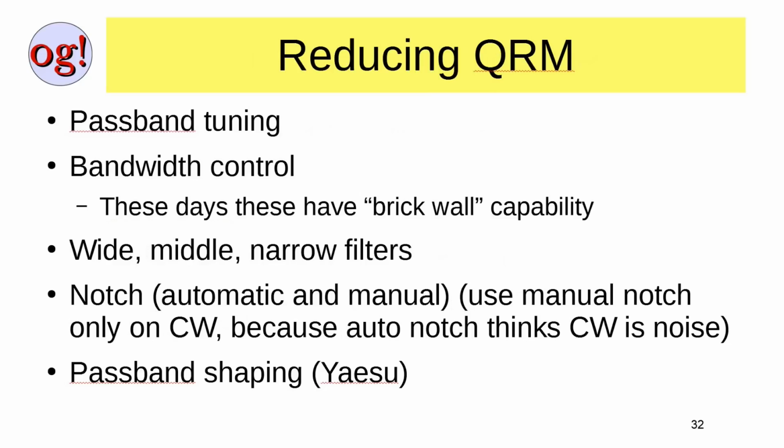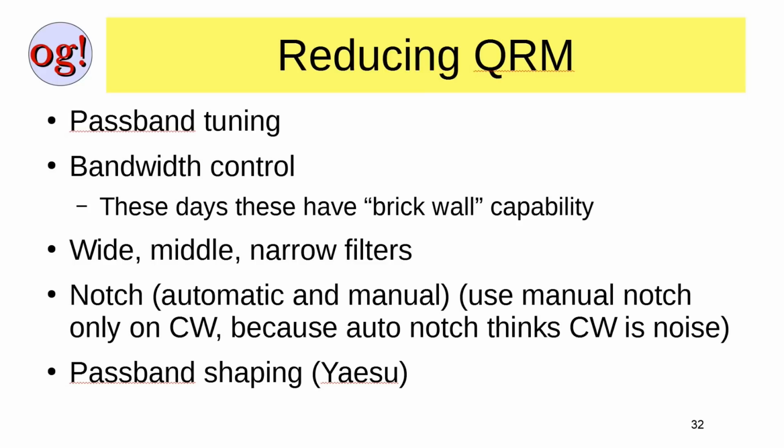Other ways of reducing interference with your signal are passband tuning. That was actually invented by Collins back in the time of the 75A4 receiver. I've got one of those in the basement, and it has passband tuning on it. The idea is to move the IF around without actually moving the signal. That can cut out part of the interfering signal.